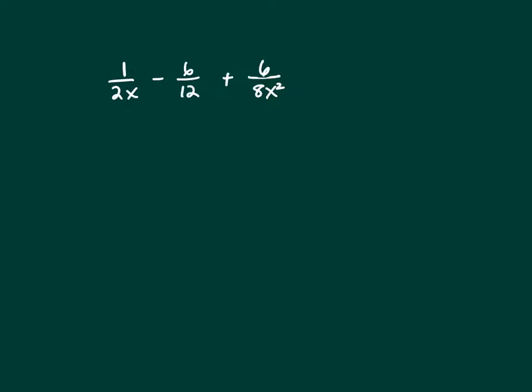I believe I would reduce what I can on this problem. So 6/12 is 1/2. And then 6 over 8x squared, 2 will go into 6 3 times, and 2 will go into 8 4 times.